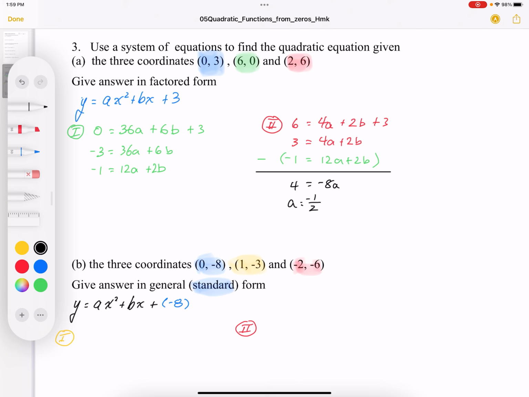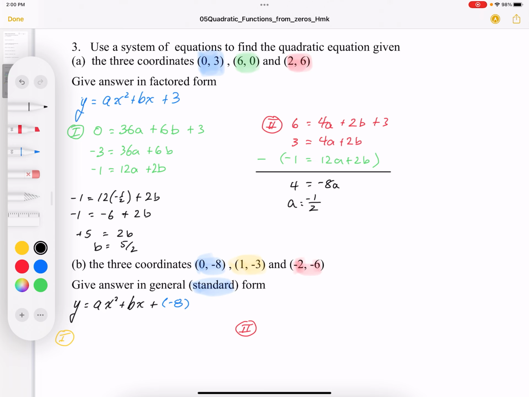Using that, plugging it back into one of the equations, I'm just going to plug it back into the green equation here. 12 times negative 1/2 plus 2b. So I end up with negative 6 plus 2b. Okay, and then we end up with positive 5 is equal to 2b. And we get b is equal to 5 over 2.